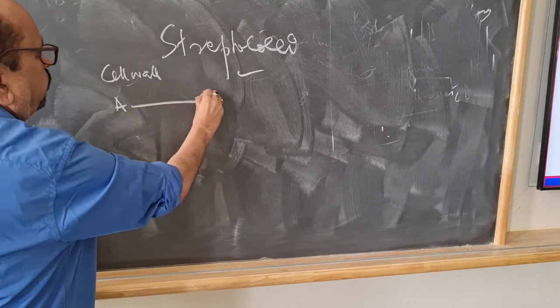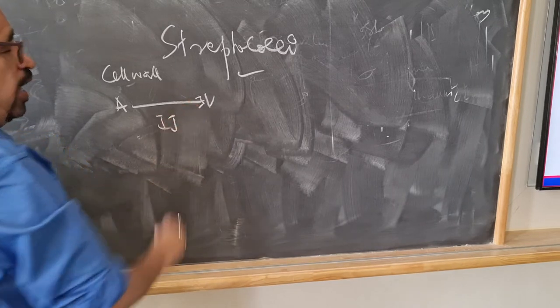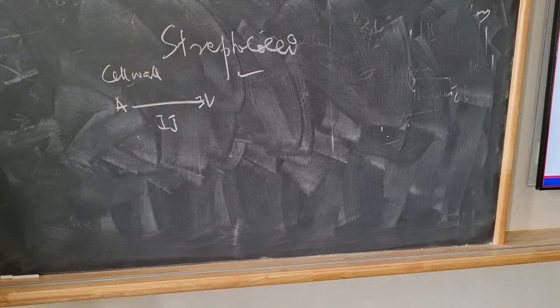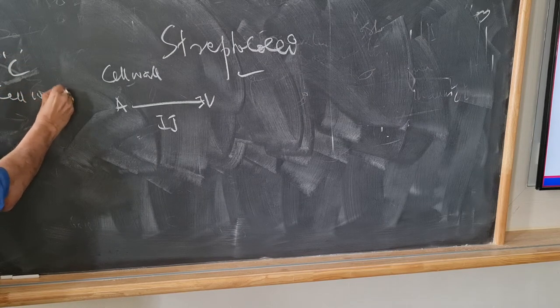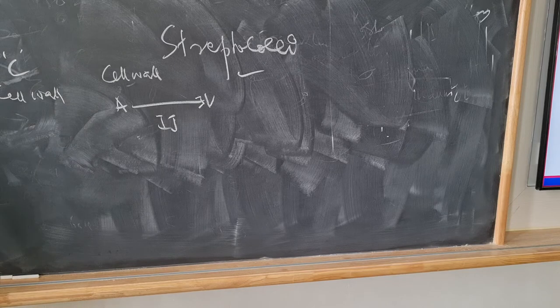A to V except I and J, by doing precipitation test, by taking carbohydrate antigen in the cell wall. They are classified into A to V depending on the carbohydrate antigen present, this is called as Rebecca-Lansfield classification. Now VDRL test is done for the standardization of toxin and antitoxin.